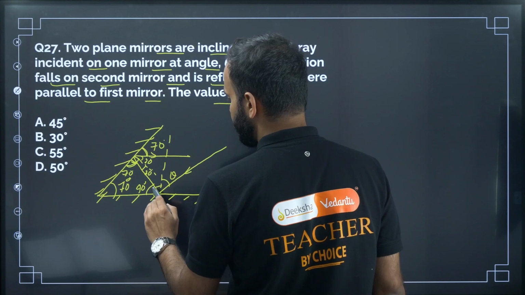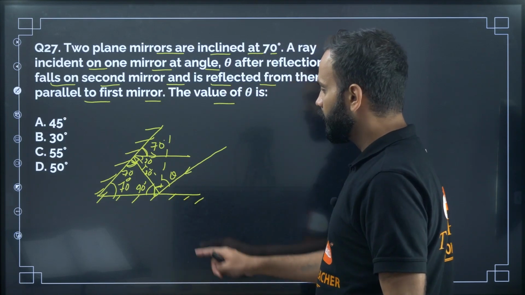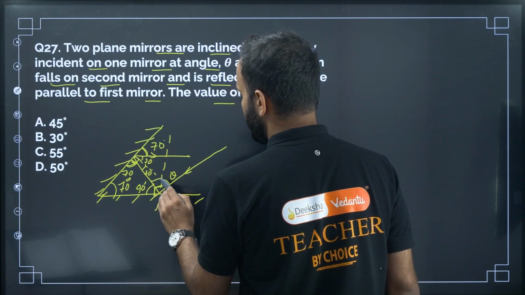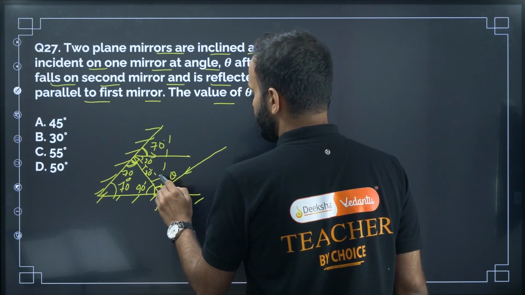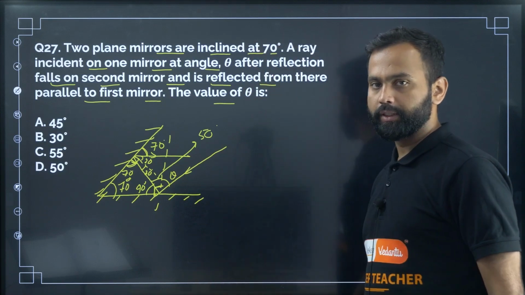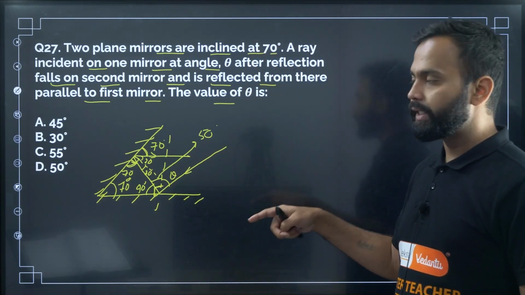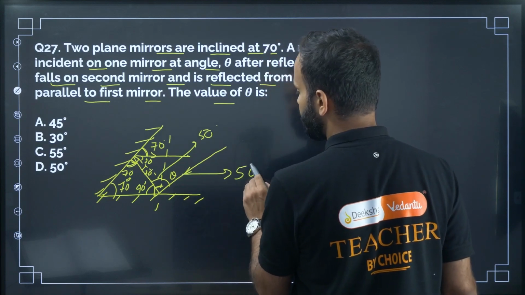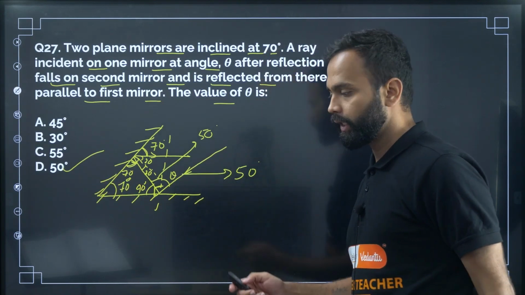Here the total angle is 90 degree. So 90 minus 40 is 50. So here the reflected ray is 50 degree. According to the laws of reflection, angle of incidence is equal to angle of reflection. So the value of theta is also equal to 50 degree. So the correct option is C.